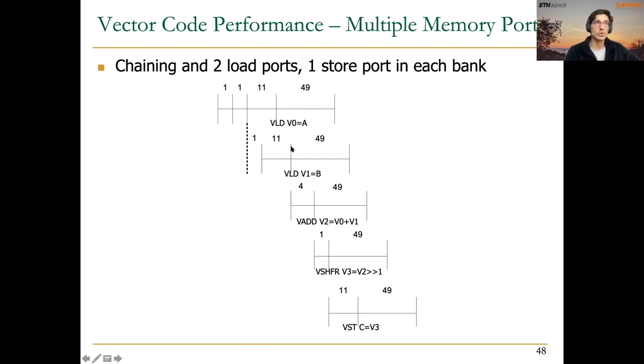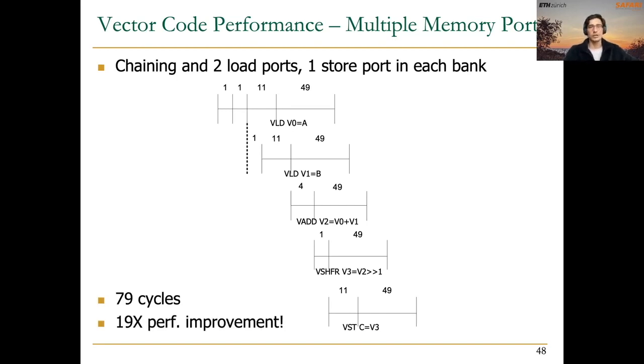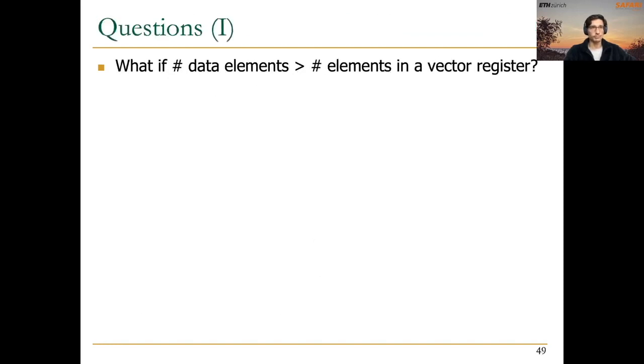And this way we will also have the first two operands, A0 and B0, in the corresponding vector registers much earlier, and we can start the execution of the addition and later instructions much earlier. So in total, now you can compare it, 79 cycles, so it's like 19 times faster than the original implementation.